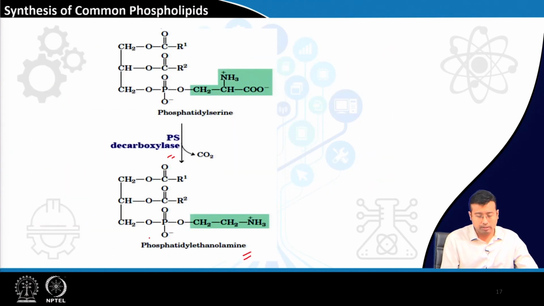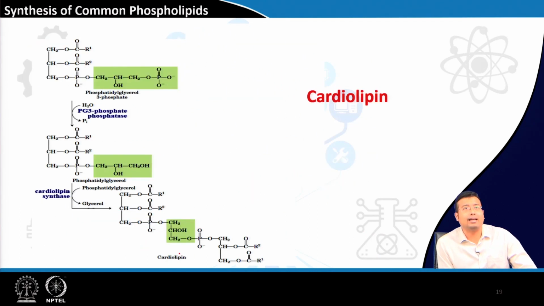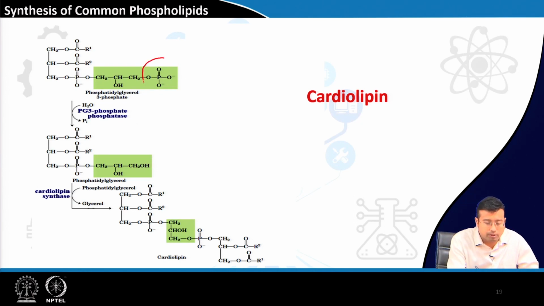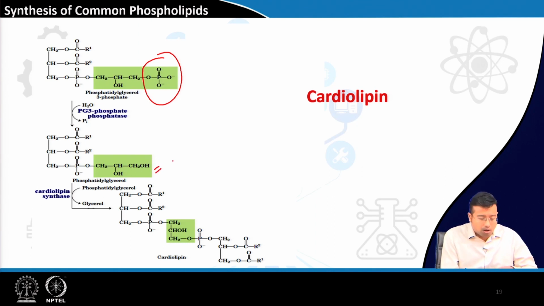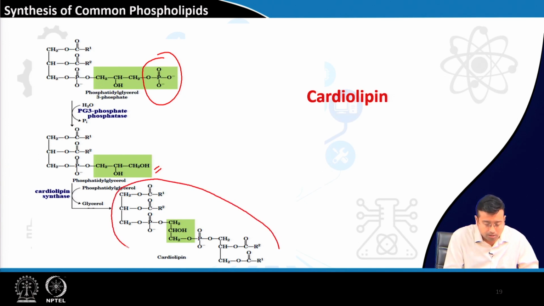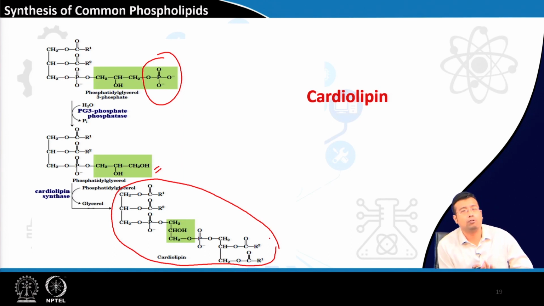Now, this phosphatidyl glycerol 3-phosphate can be acted upon by a phosphatase enzyme, where this phosphate group is first lost and it becomes an alcohol. To this alcohol another phosphatidyl glycerol 3-phosphate molecule can be added. So, this whole big structure is actually a mirror image of each other, and this is known as cardiolipin. It is a special form of phospholipid that is present in the heart. It has multiple functions.